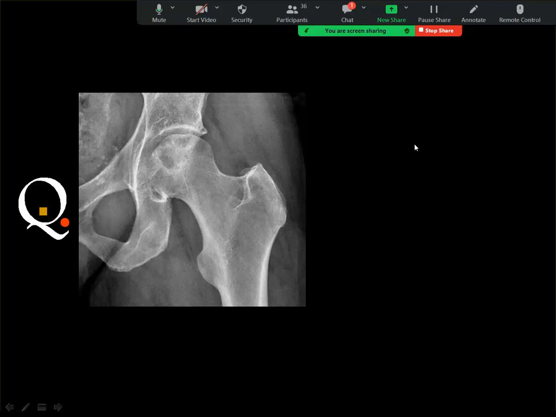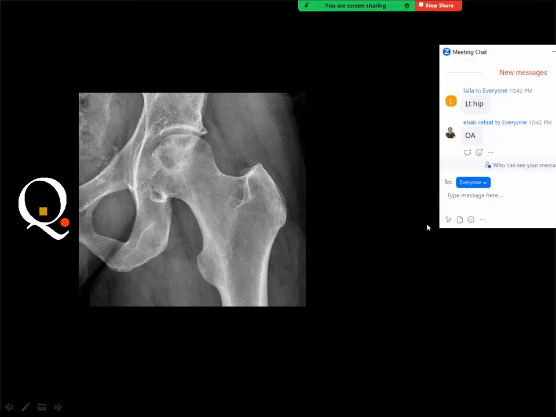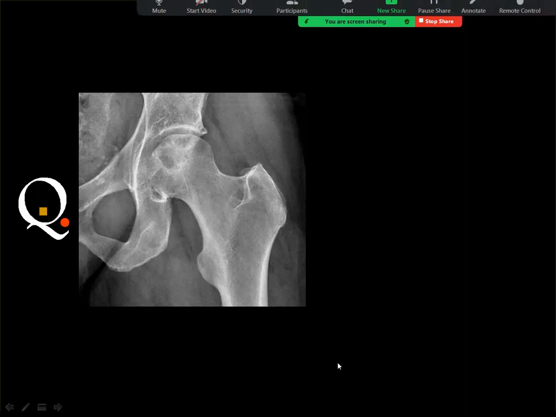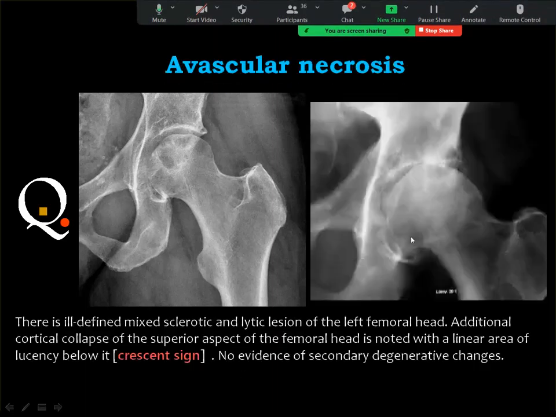This is an X-ray of the left hip joint showing some changes. No, this is not osteoarthritis because avascular necrosis is the right answer. One of the essential findings for osteoarthritis is this finding, which is narrowing of the superior lateral aspect of the joint space. And without this finding, be cautious to diagnose osteoarthritis.